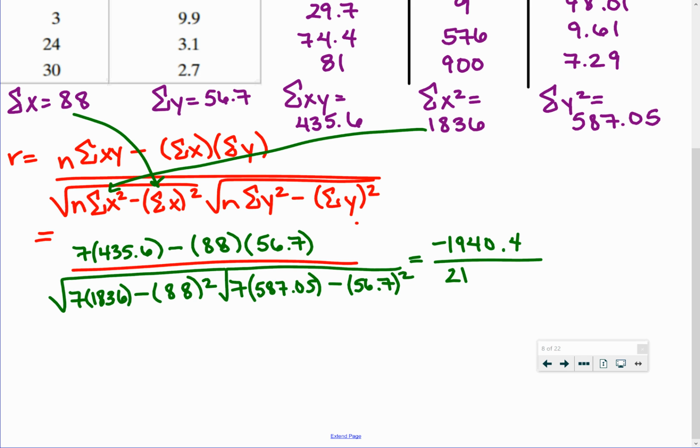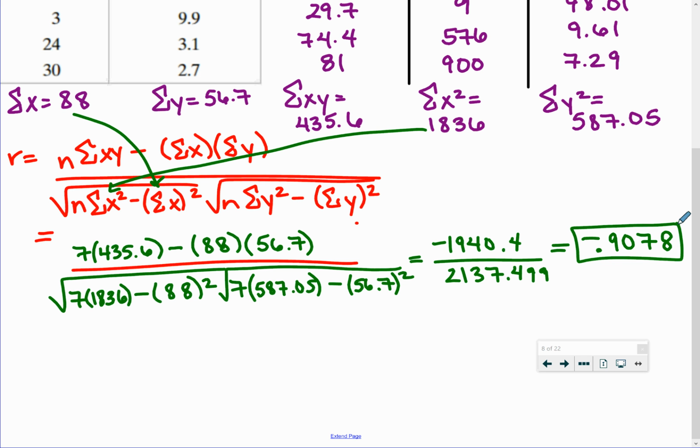You get 2,137.499. Give it 3 decimal places down there. And then you divide. And remember, you should get an answer between -1 and +1. I get negative point, I'm going to give it 4 decimal places, 9078 is my sample correlation coefficient.